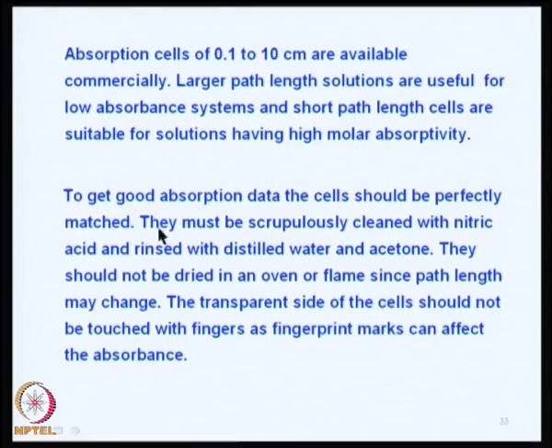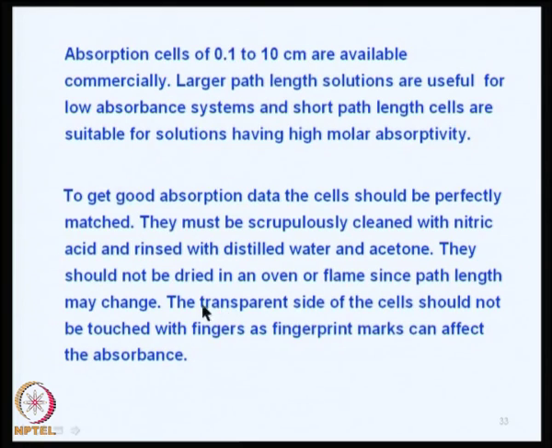To get good absorption data, the cells should be perfectly matched. That means there should not be any difference between the cells, that is the reference as well as the sample. So, they must be perfectly matched, and scrupulously cleaned with nitric acid, rinsed with distilled water, acetone, etc. They should not be dried in an oven or flame, since the path length may change.